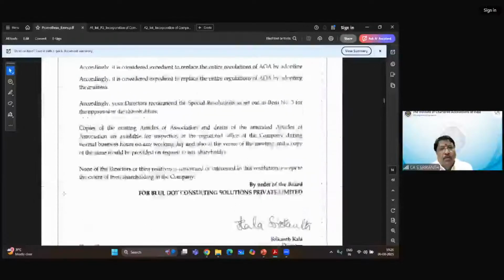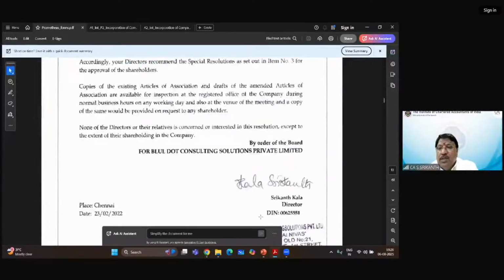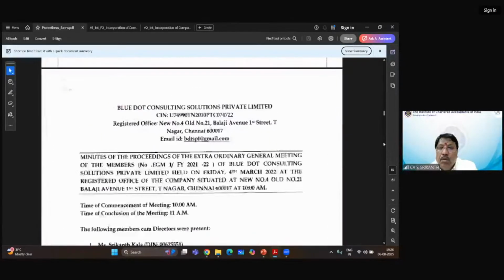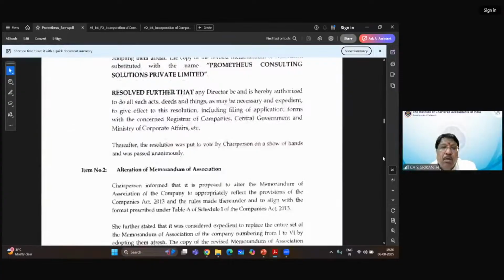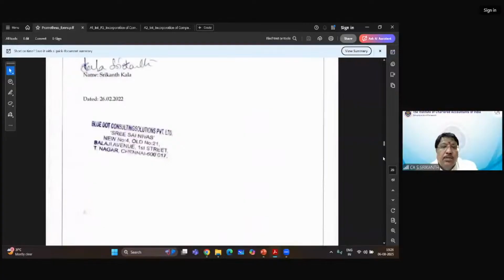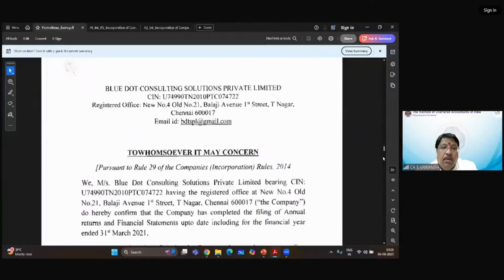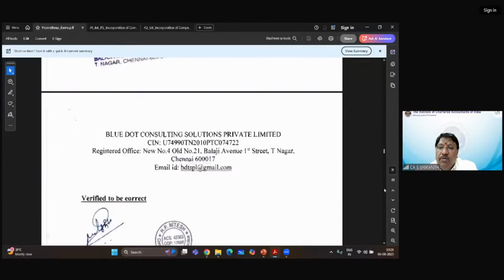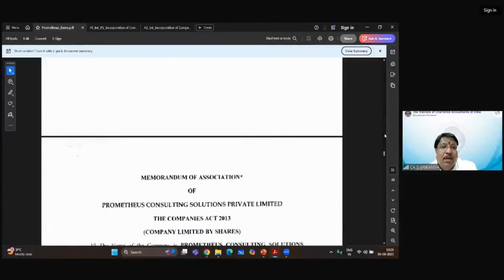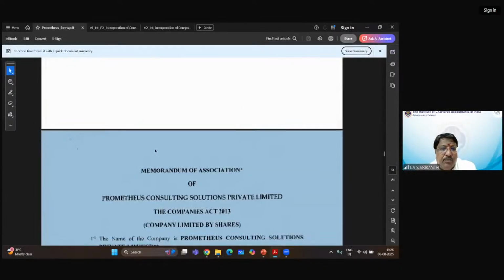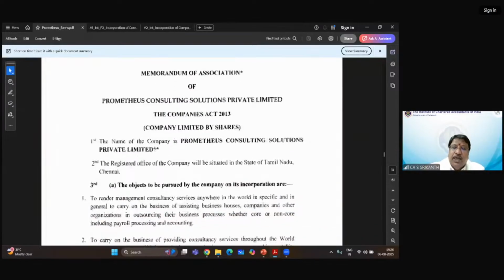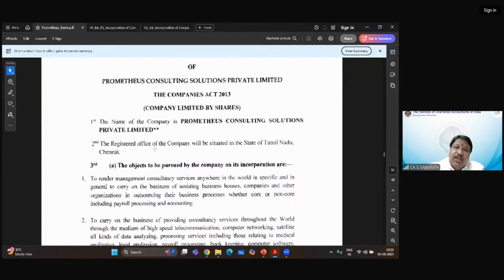I'll try to see if the memorandum is also there in this. Memorandum could be there. See, this is the memorandum of association. Can you see? Now the new name. We have to file it with the new name. Once the name is changed, we have to file a fresh memorandum giving the new name.